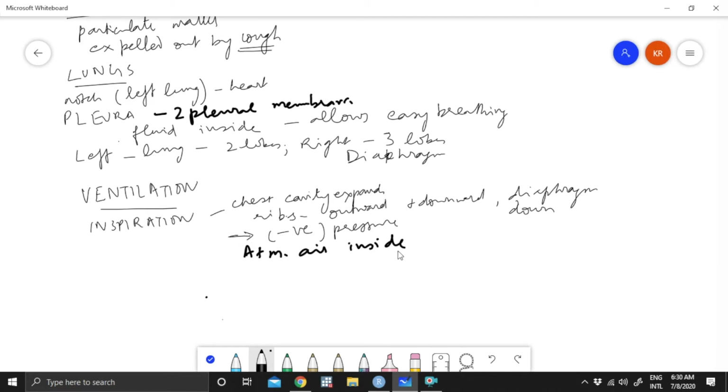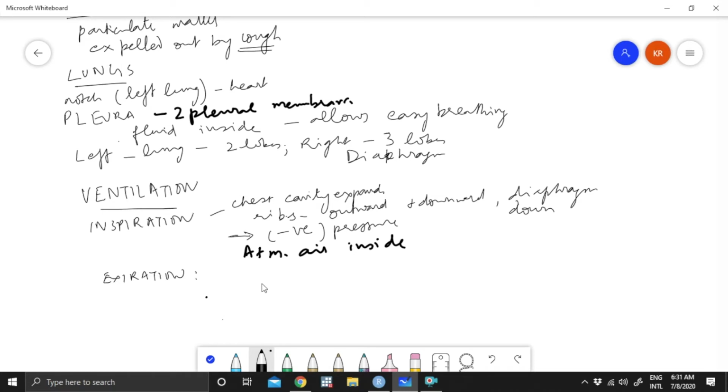So this is like a suction pump. If you recollect, in frog it was a pressure pump. This is like a suction pump. This inspiration is because of the diaphragm and the ribs, the rib cage. So all that is allowing this inspiration to take place. And the reverse will take place in expiration.